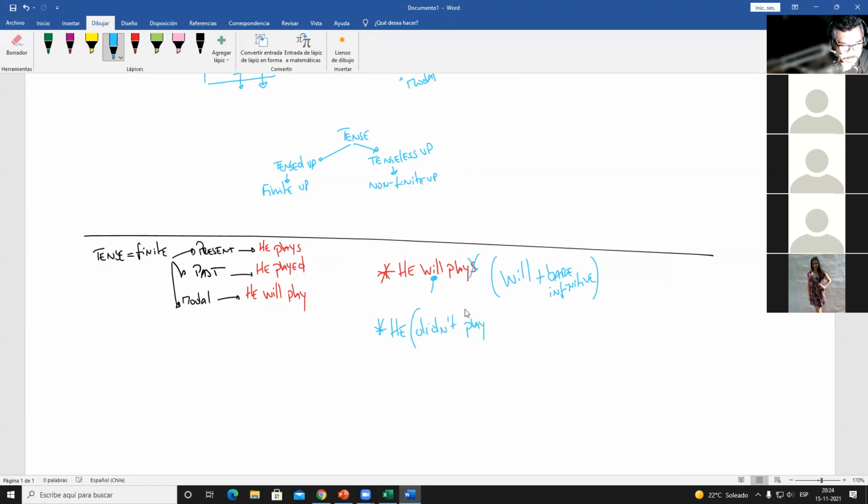Ahí está mi verb phrase. ¿Dónde sé yo que está en pasado? ¿Qué me marca el pasado? El did. Por eso ya no necesito colocar plate acá atrás. Claro. ¿Cachai?